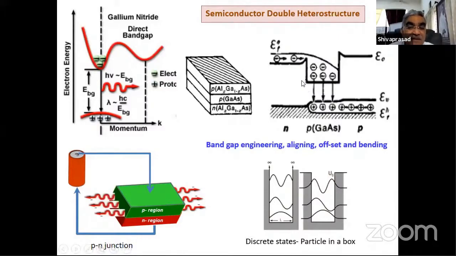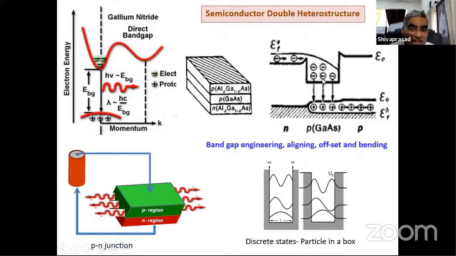What is interesting is that when I make this kind of a structure, something called band bending happens. And you see here, because of the band bending, you get this kind of a notch. You see this notch? Alferov got the Nobel Prize for making this notch. Very important with these semiconductor heterostructures.